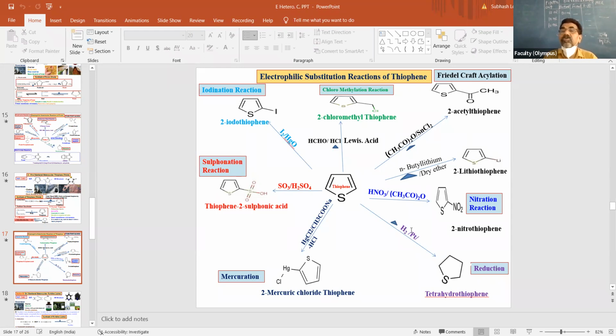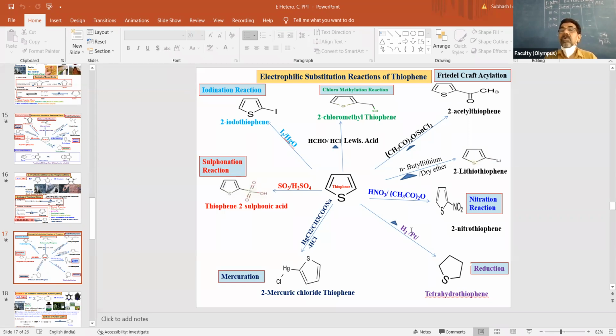This type of confusion question is not asking. So thiophene on treatment with aldehyde and HCl, normally we are obtaining the 2-formyl thiophene, 2-formyl pyrrole. But here we are obtaining the 2-chloromethyl thiophene, thiophene CH2Cl. So 2-chloromethyl thiophene is obtained. This is a unique reaction. You just remember this one, not 2-chloro, but this one.